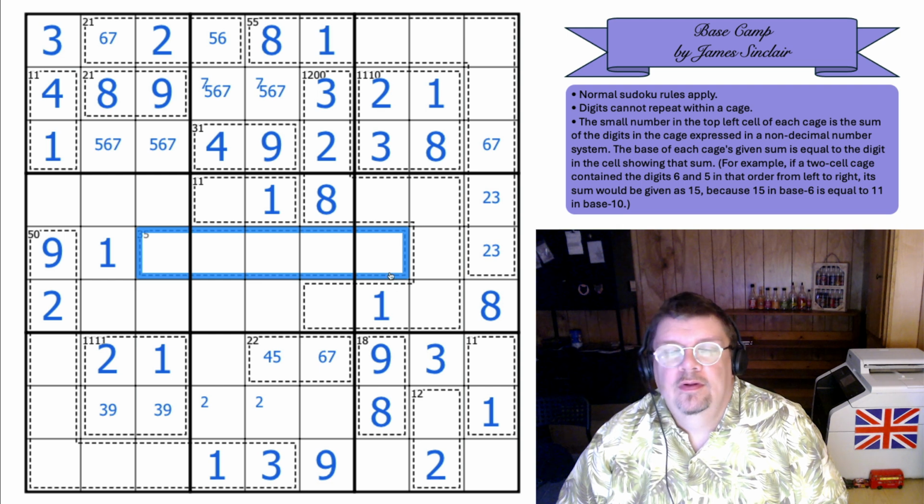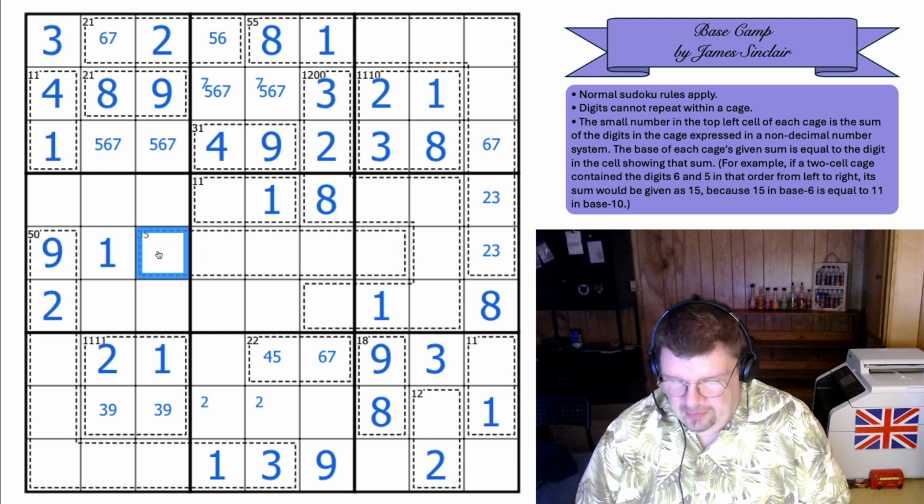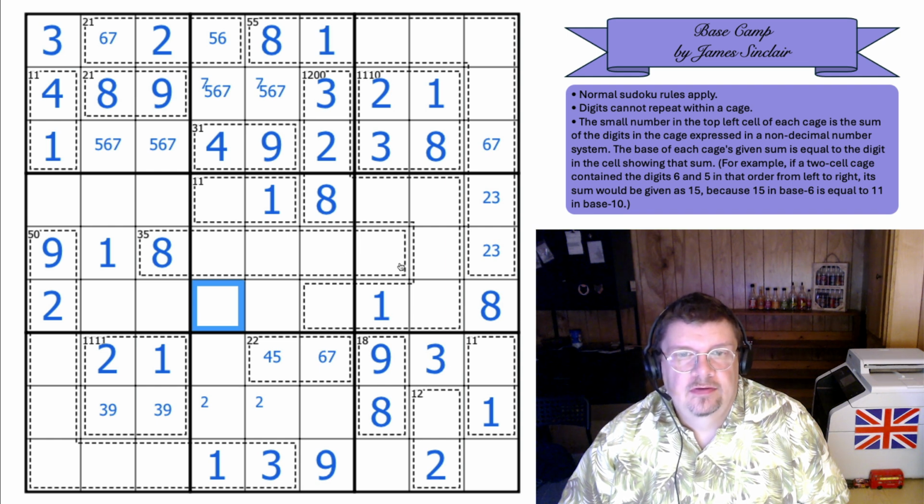First of all, actually, where does 8 go in this row? The only place for it is there. That makes it nice because that tells us what the value of this cage is. It is 8 times 3, which is 24, plus 5, which is 29. Okay.